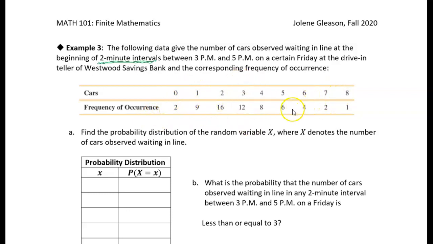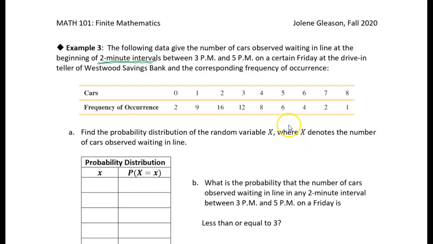Now this data has been processed. If you looked at this person's sheet or clipboard that they were recording the data on, you would probably see the time intervals, and then they would be recording 1 or 2 or 3 or 0 or 6, then 1 and then 2 and then 8 and then maybe 6 and 0 and 1, and you have the number of cars recorded at each time interval.